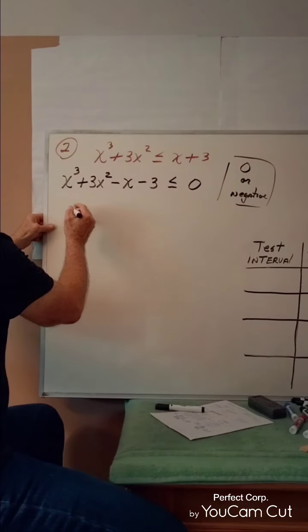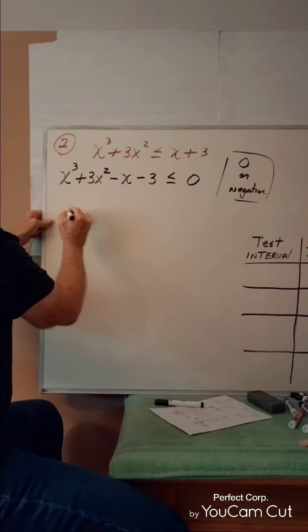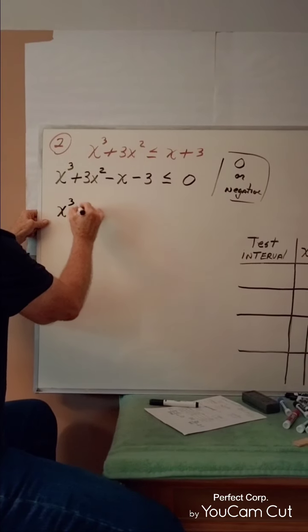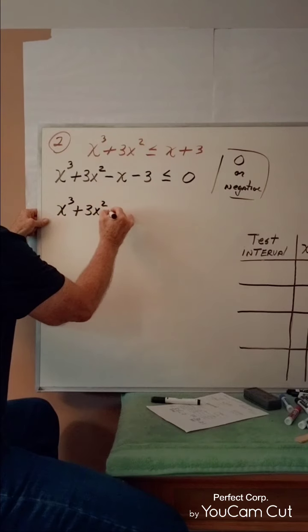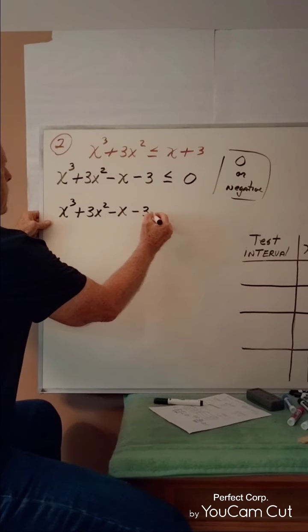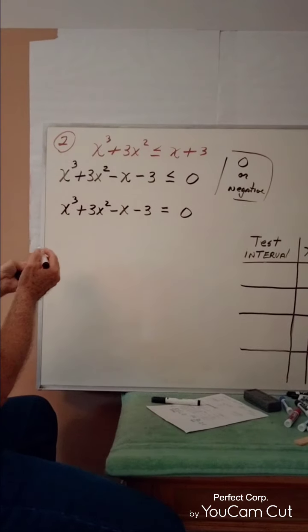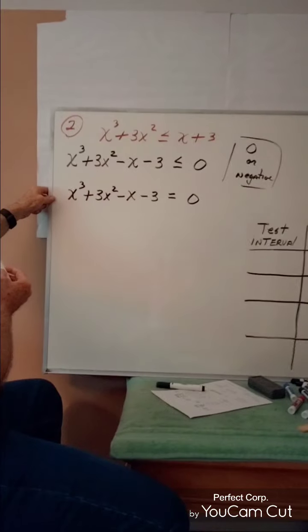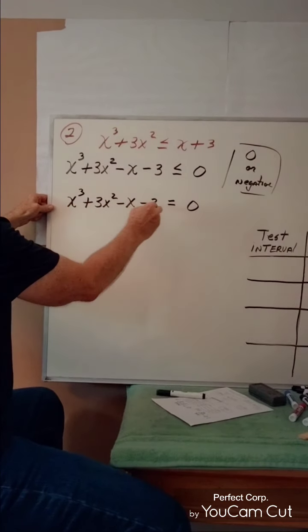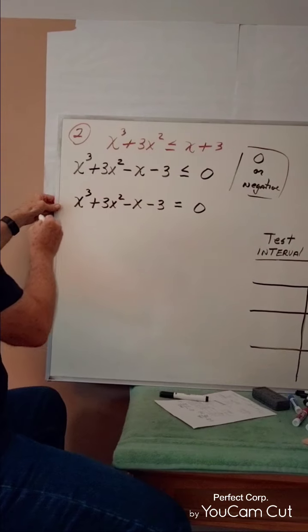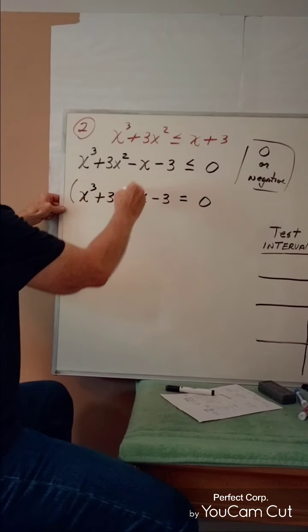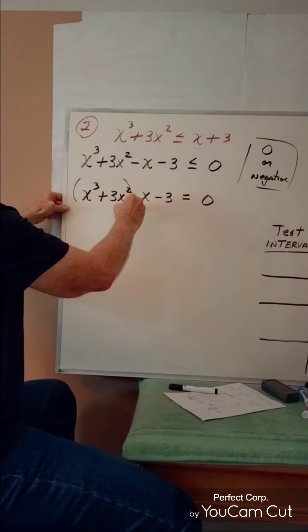So the first thing that we do is we set this polynomial x cubed plus 3x squared minus x minus 3 equal to 0 just temporarily so we can factor and get our critical values. Now we have a polynomial that consists of 4 terms, so we're going to have to factor it by grouping. So tuck the front pair, tuck the back pair, with a plus sign in between. First grouping, pull out its GCF of x squared.